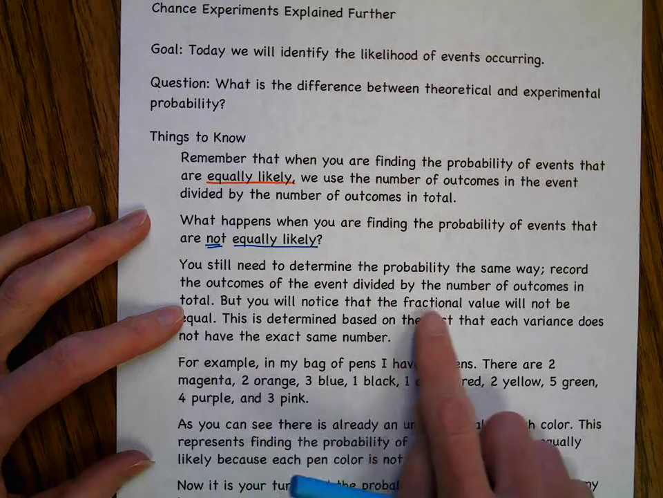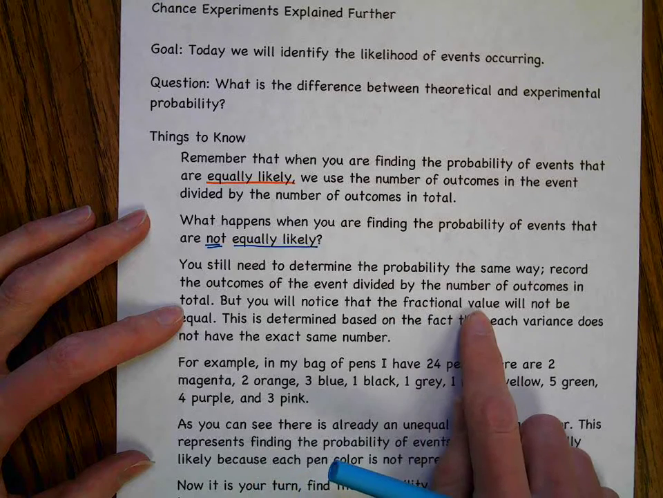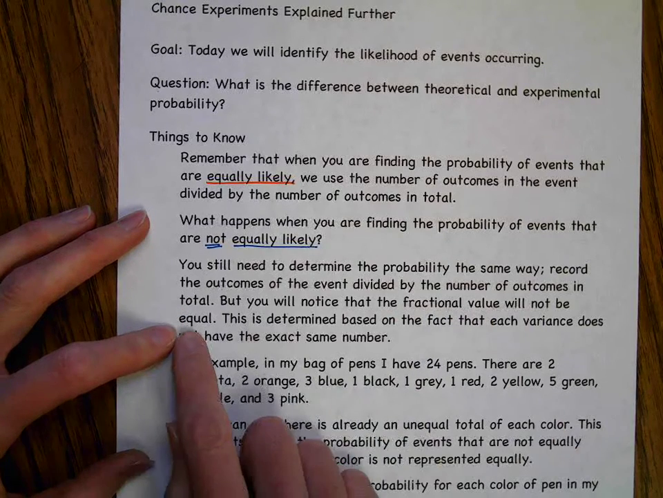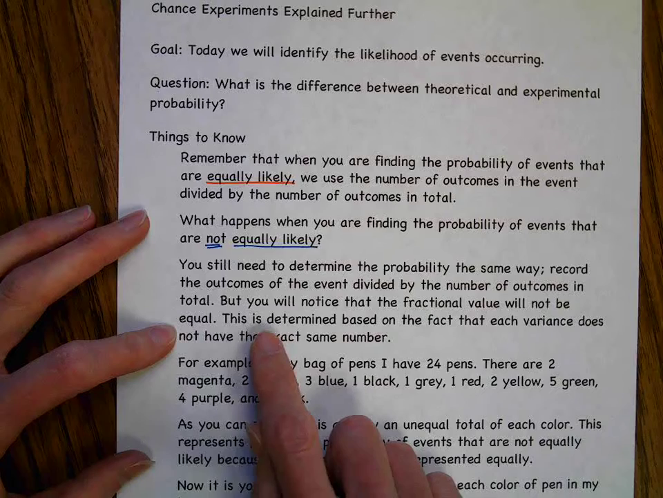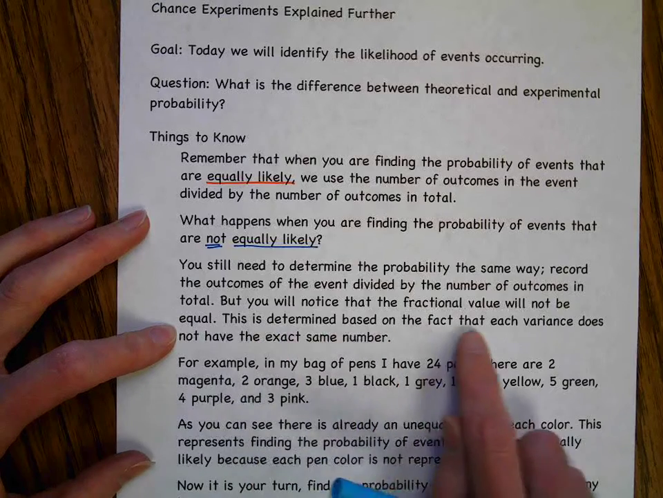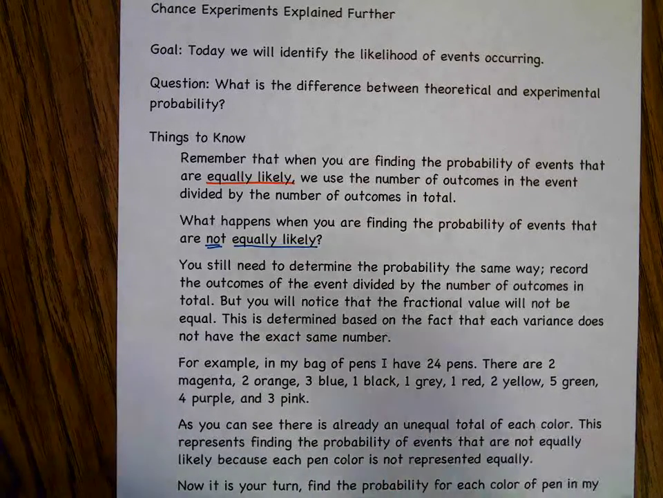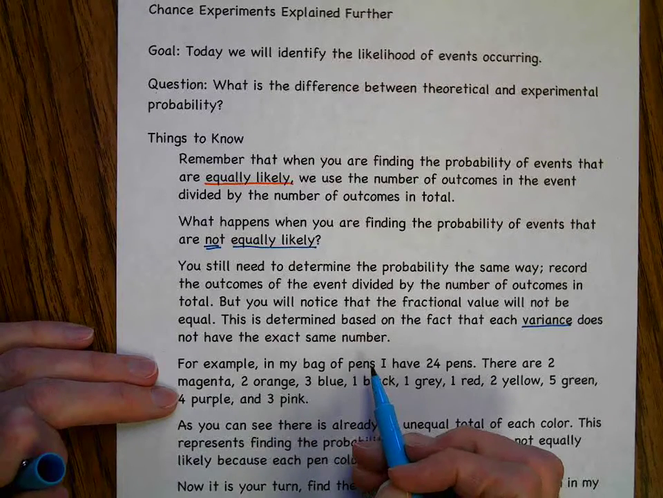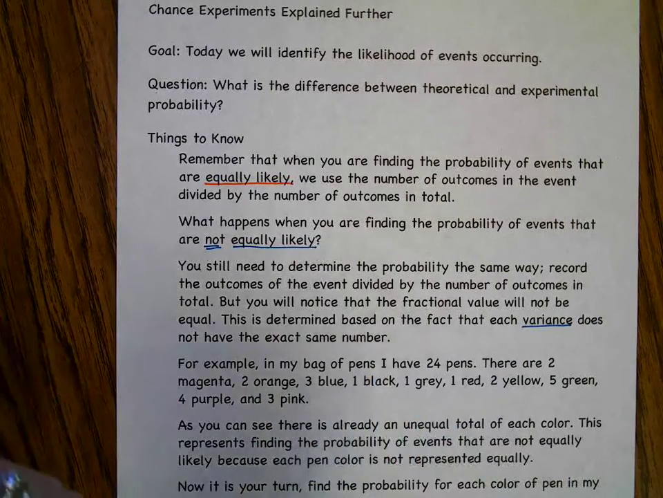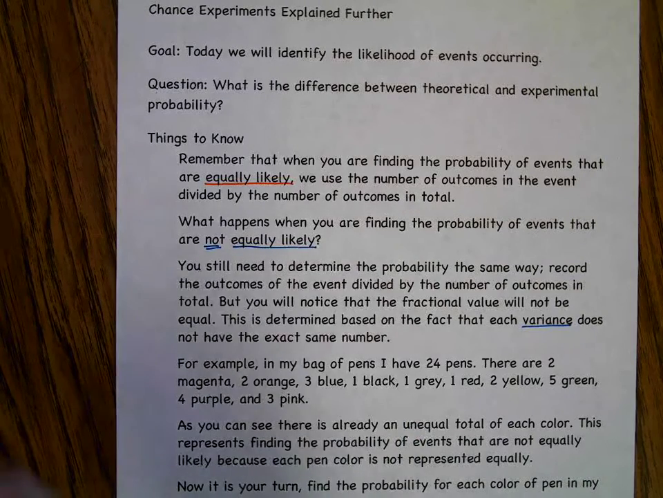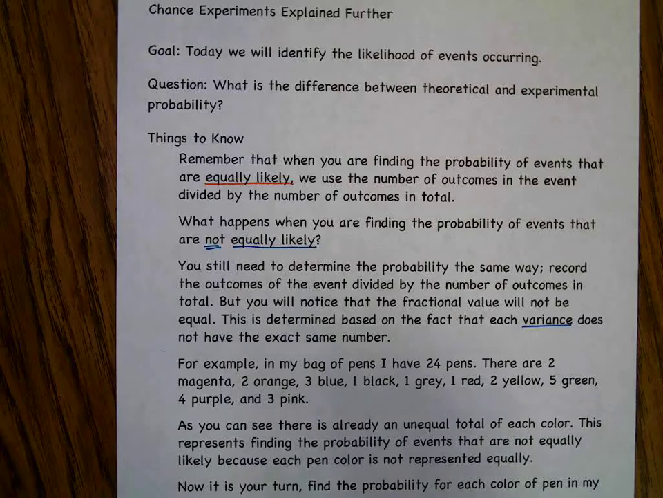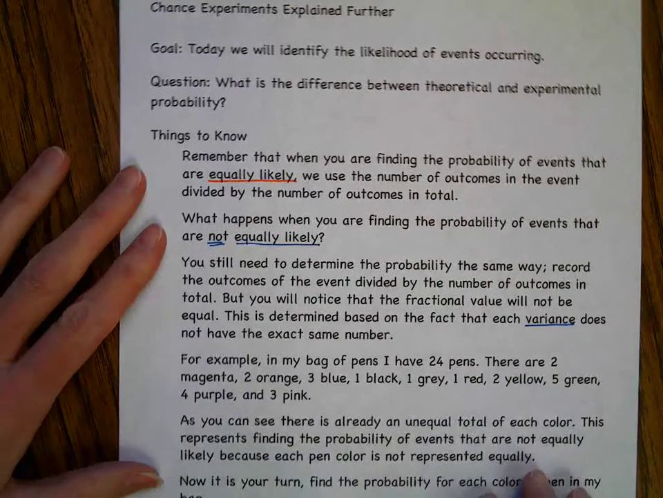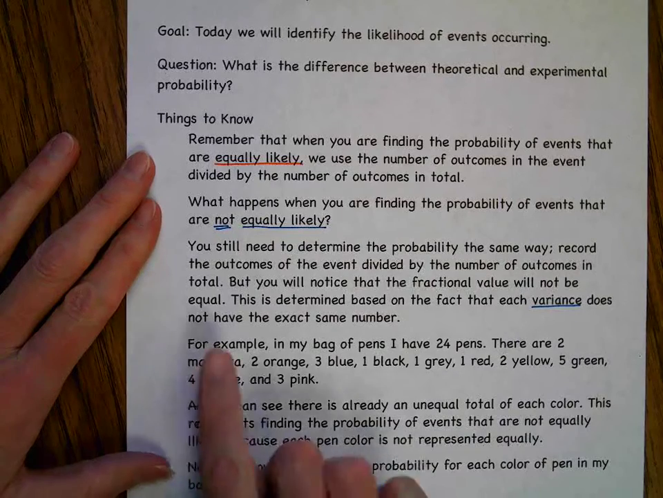But you will notice that the fractional value that you get will not be equal. This is determined based on the fact that each variance does not have the exact same number. So what we're talking about is that the items that you're pulling out have a variance because they don't have the same amount of each one. So let me give you an example so that you can understand what variance means.